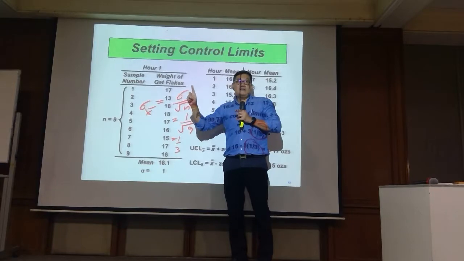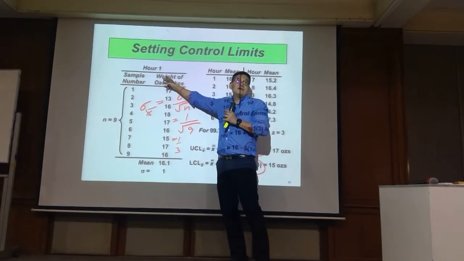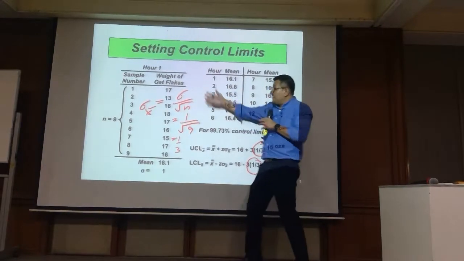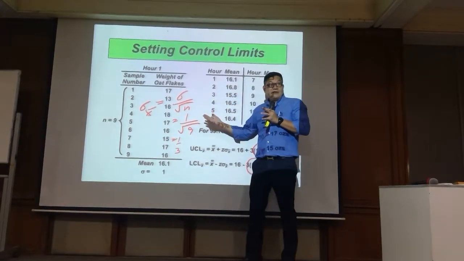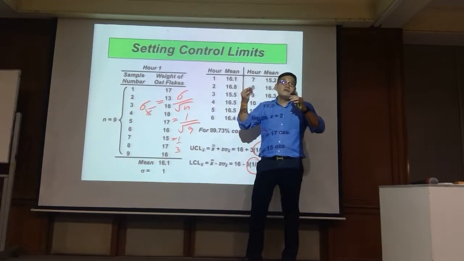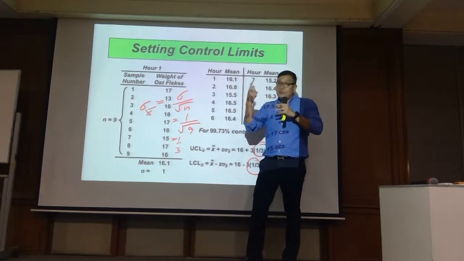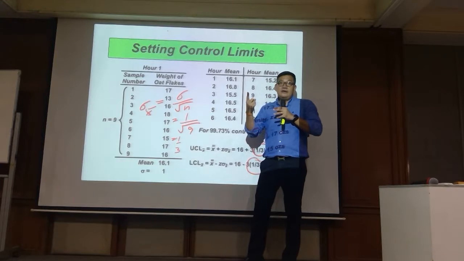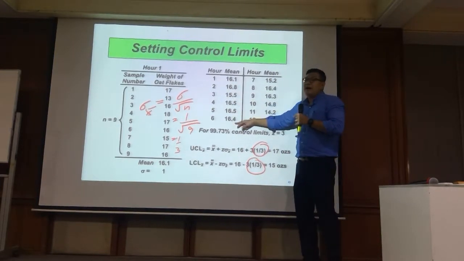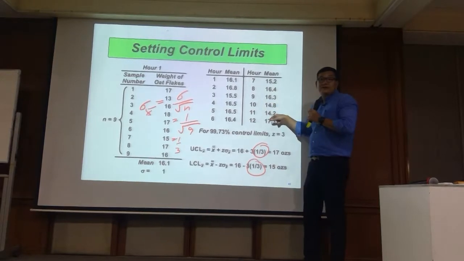We call it R1 because this is for the first hour. So for the second hour, we're going to have the detail for 9 boxes. We're going to have the maximum weight and the minimum weight. You find the difference, you have R2. Okay? So if you have 12 hours, you're going to have R3, R4, R5, R6 until R12.